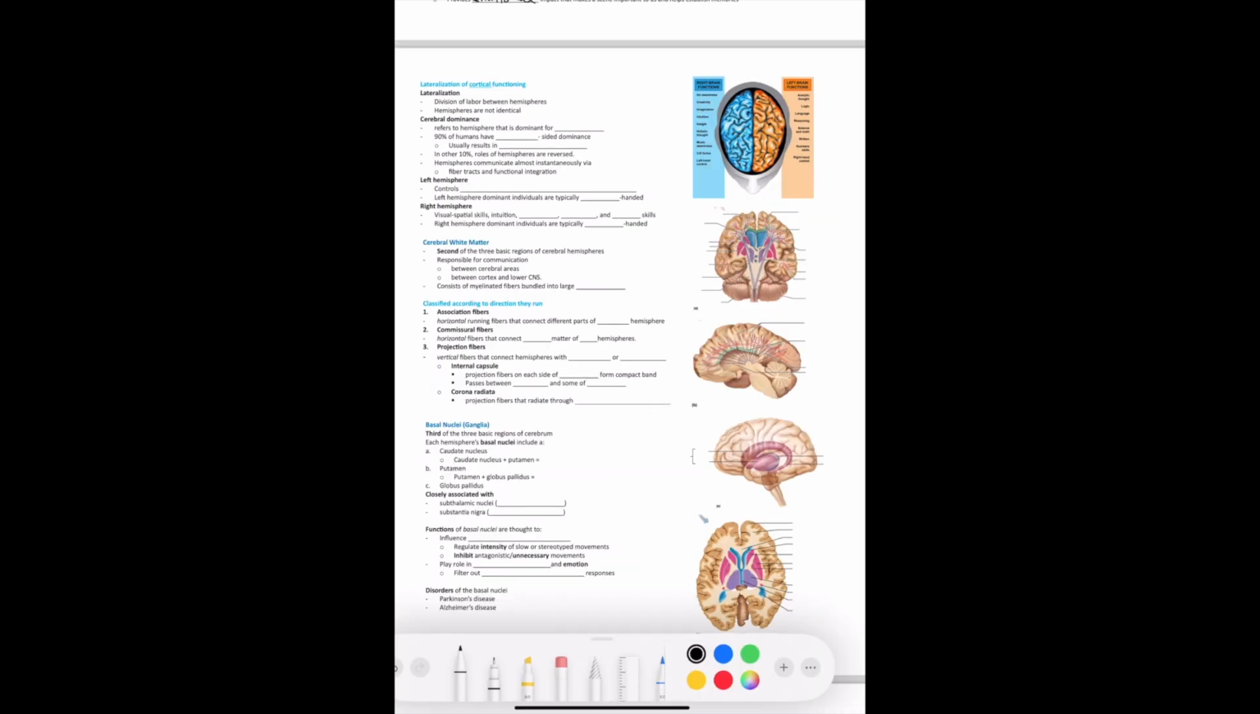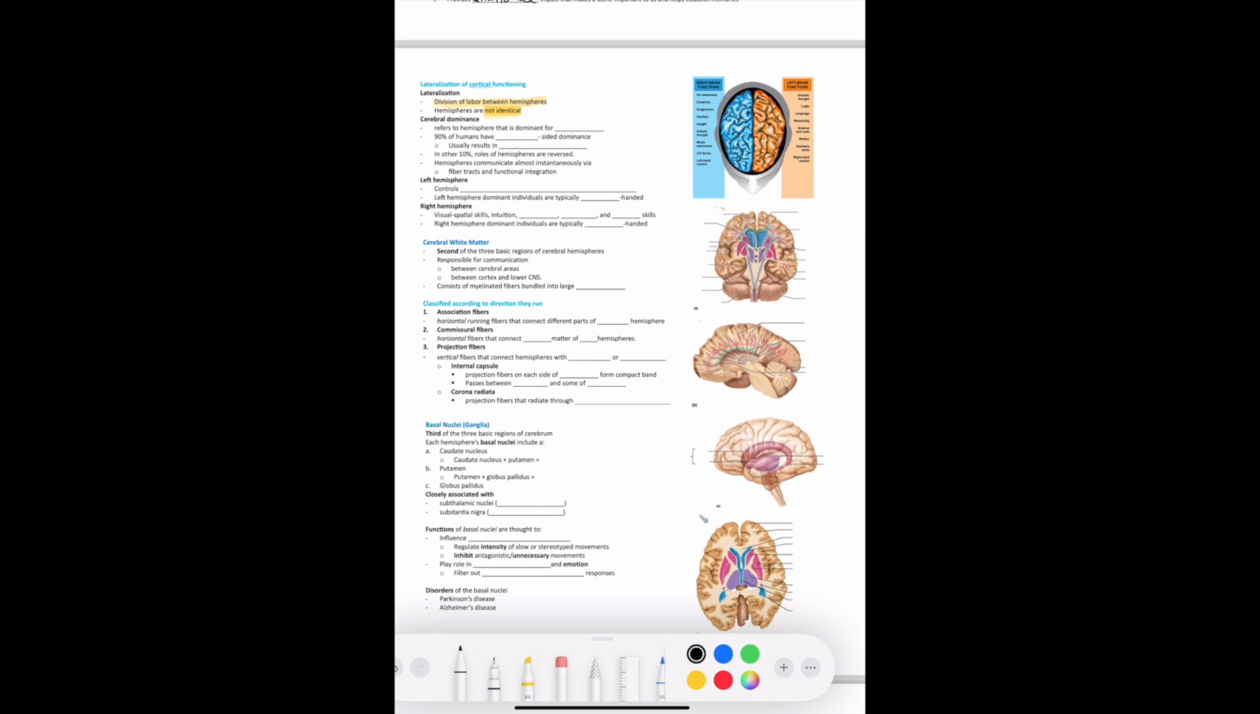Moving on from the multimodal association areas. The next topic to discuss is the lateralization of cortical functioning. So lateralization, what that means, we're referring to the division of labor between these hemispheres. These hemispheres, they are not identical, and we will see that there are different functions associated with whether that's the right side of the brain or whether that is the left side of the brain.